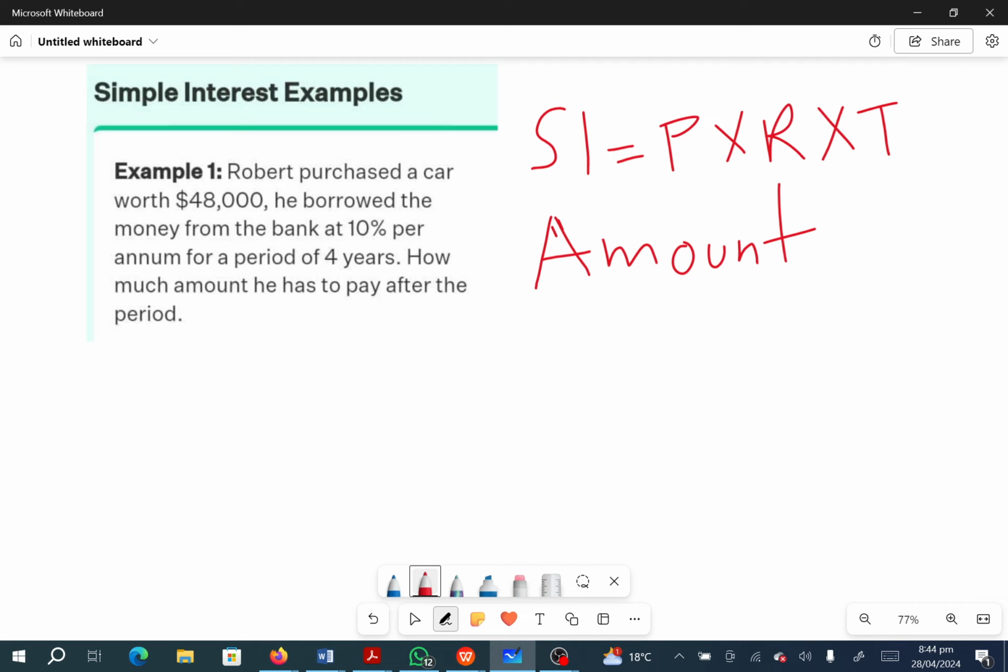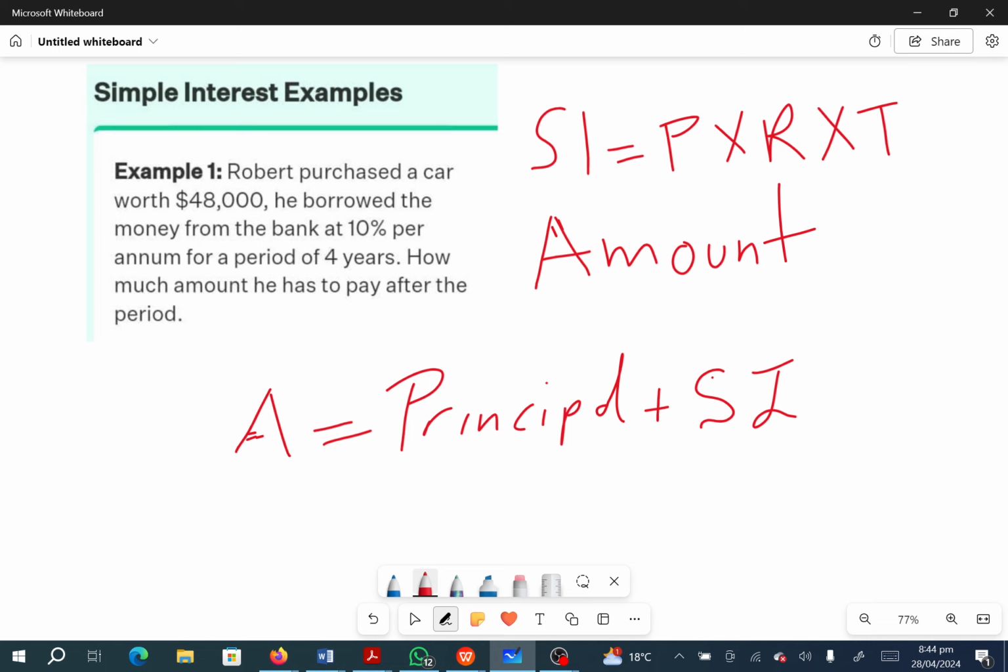We are saying amount, denoted by the letter A, is equal to principal plus simple interest. This is the formula we'll be using to calculate our retained amount, or amount as other books put it.